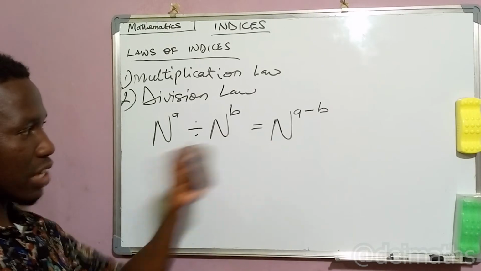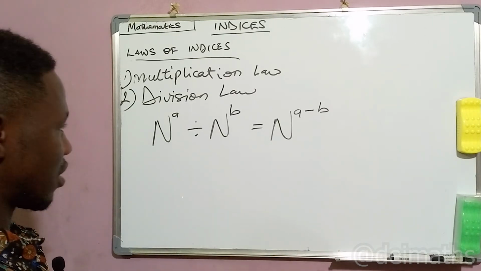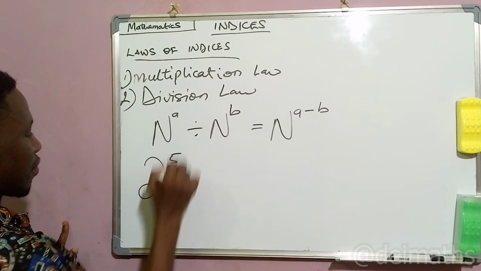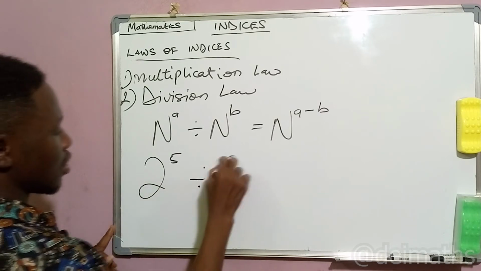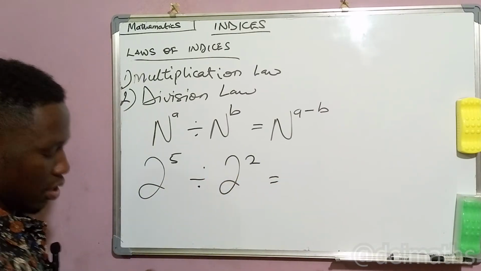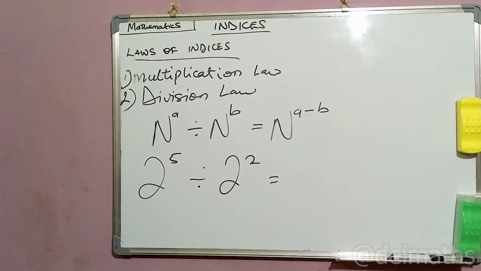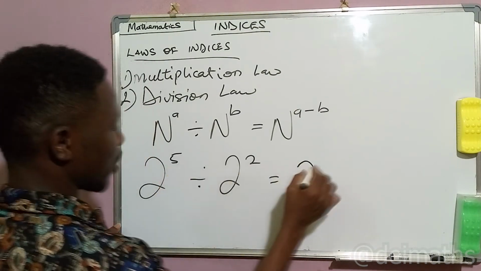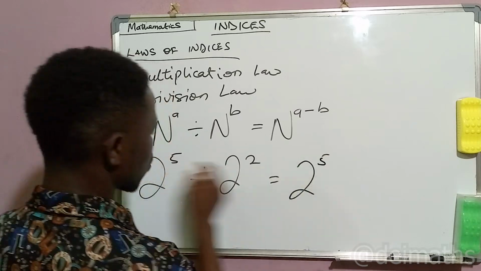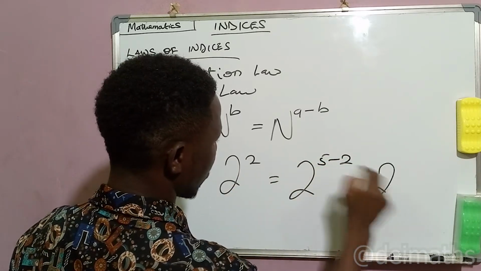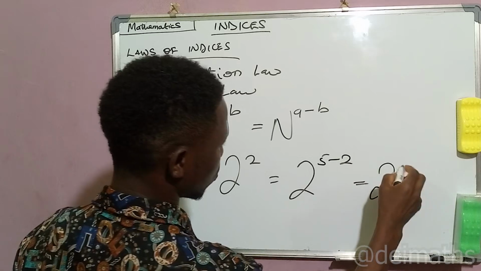Now let's use real numbers to do this. Given 2 raised to power 5 divided by 2 raised to power 2, this law says that you bring one base, then you subtract the second power from the first, which is equal to 2 raised to power what? 5 minus 2 is what?